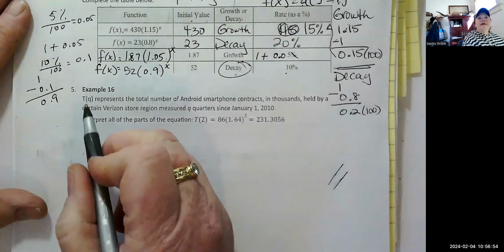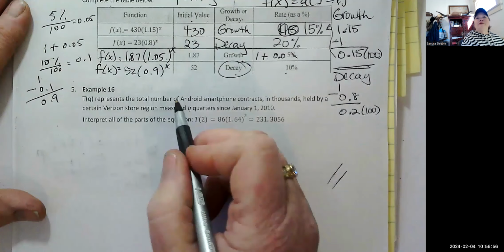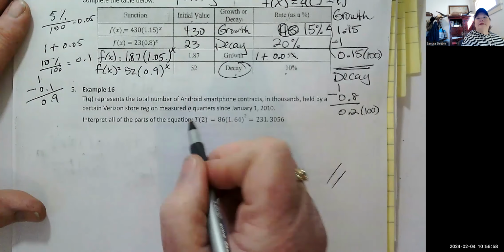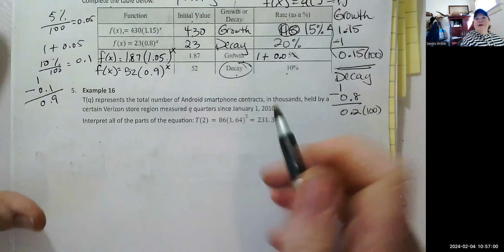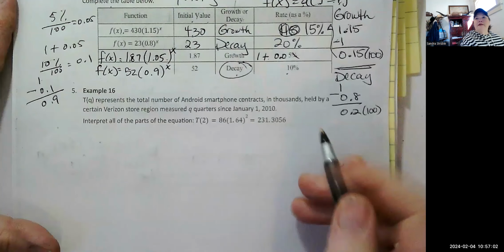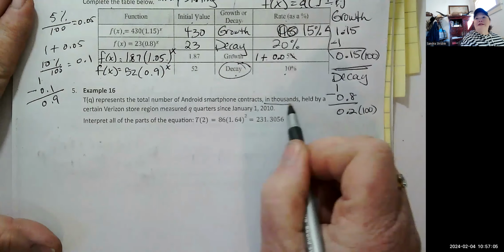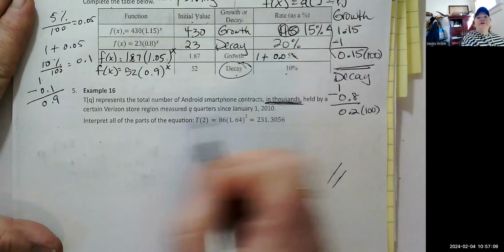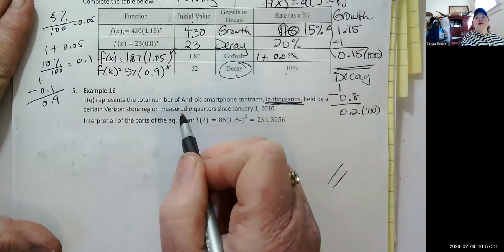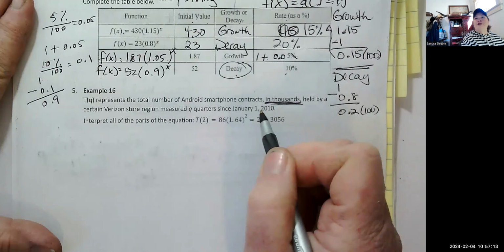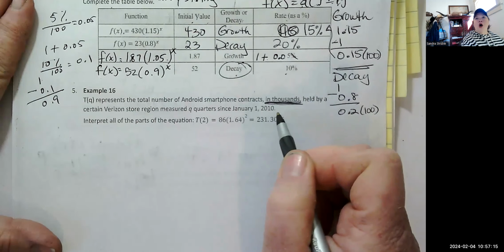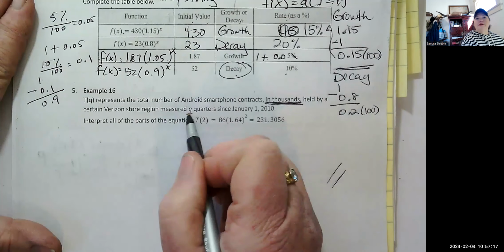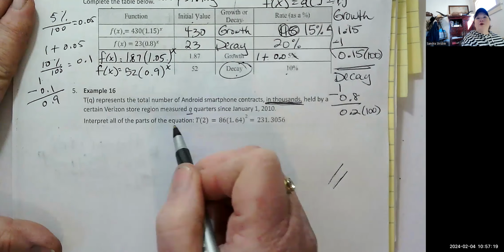All right, example 16, and then I'm going to end this video and we'll move on to another one. T of Q represents the total number of Android smartphone contracts, in the thousands. This is the part that kicks everybody's tuchus. It's held by a certain Verizon store region, measured in Q quarters since January 1st, 2010. All right, that's what the Q means. Interpret all the parts of the equation.